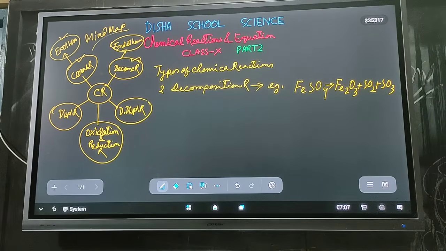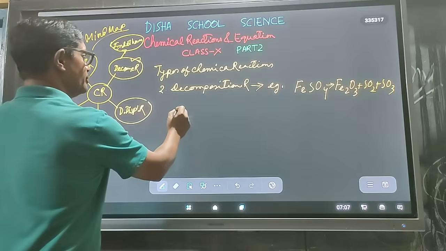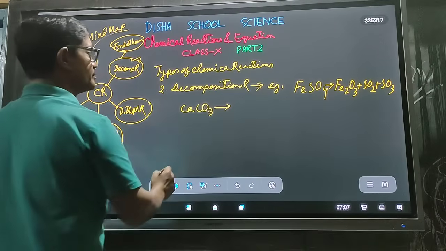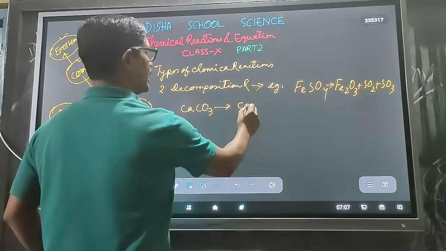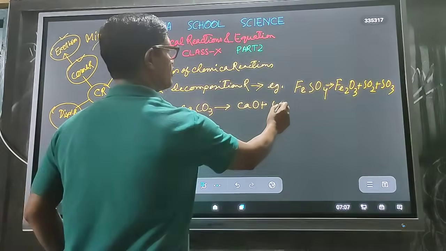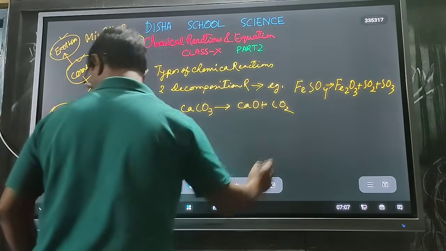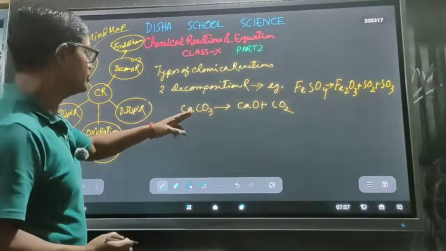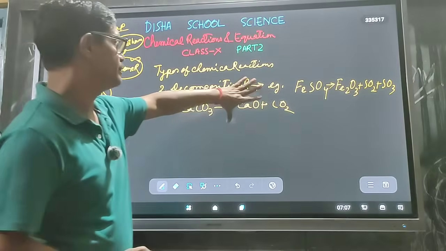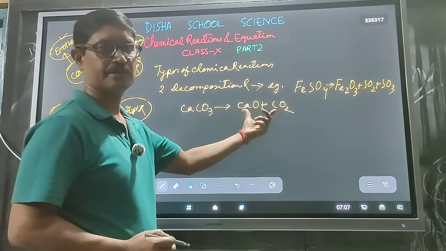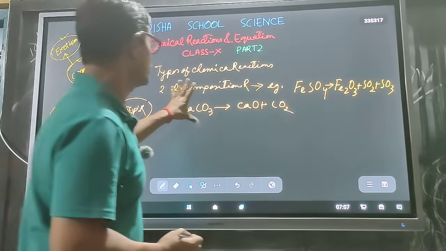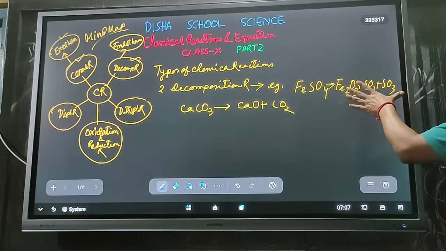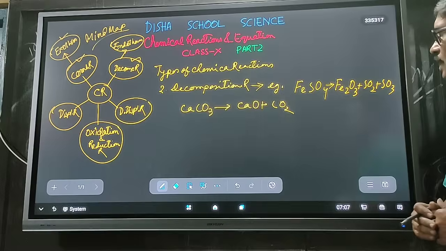Another example of decomposition reaction, number 2: calcium carbonate. So what is formed? Calcium oxide plus carbon dioxide. Calcium oxide and carbon dioxide. So here also a single reactant breaks down forming 2 products. Clear? This decomposition reaction is very simple. A single reactant breaks down forming 2 or more products.